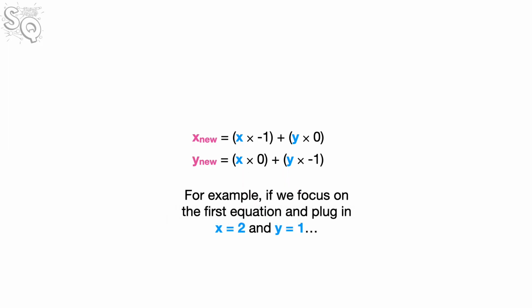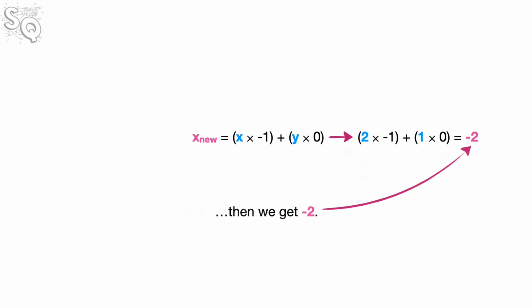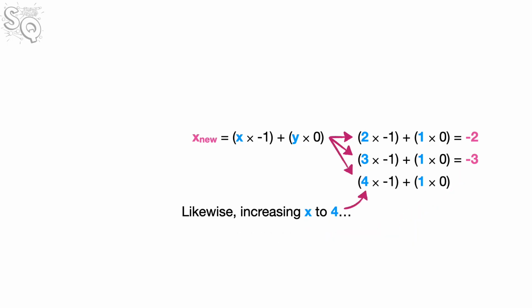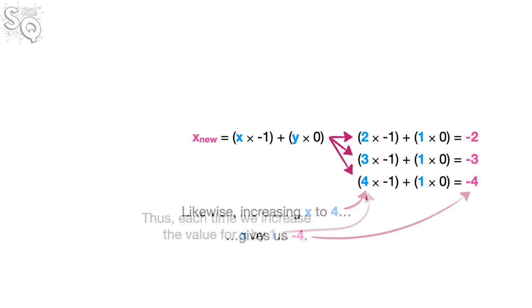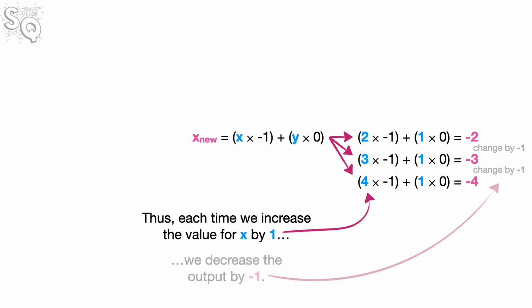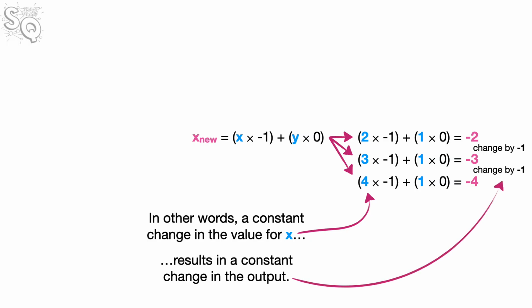For example, if we focus on the first equation and plug in x equals 2 and y equals 1, then we get -2. If we then increase x to 3, then we get -3. Likewise, increasing x to 4 gives us -4. Thus, each time we increase the value for x by 1, we decrease the output by 1. In other words, a constant change in the value for x results in a constant change in the output.